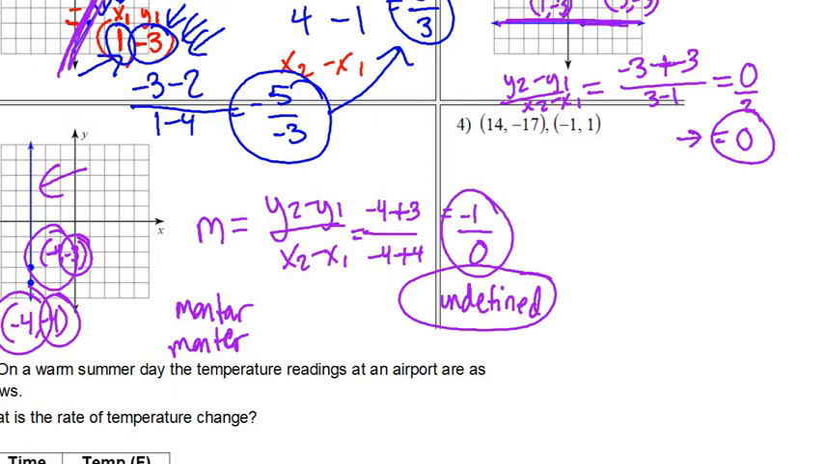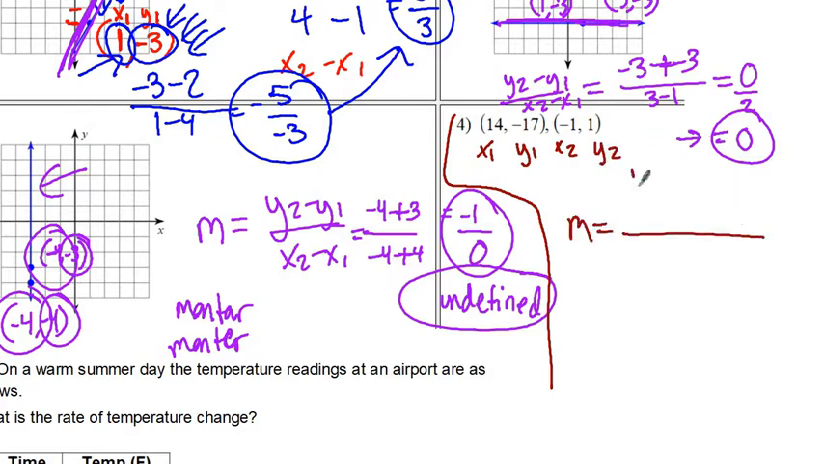Alright, number 4 is the same type of thing. The only difference is now they're not giving us a graph. So let's just call this x1 and this x2. Call this y1, this y2. See if you can pause it and try and find out what the slope would be.